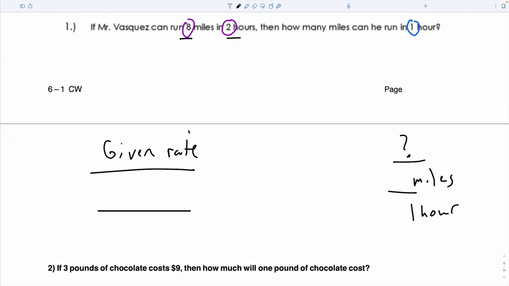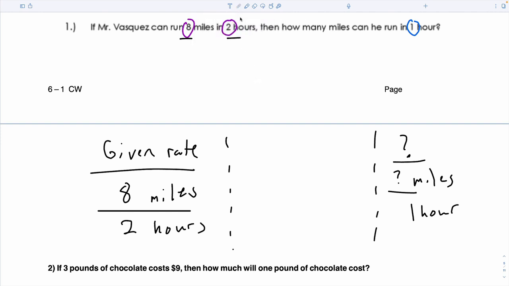That's your first. Let's match the top. If miles was on top, because that's what I'm looking for, miles should also go on top of given rate. Hours was on the bottom. It needs to match. Hours is on the bottom. There were 8 miles in the given and 2 hours. Great. You just set it up. What's the unit rate for this one?